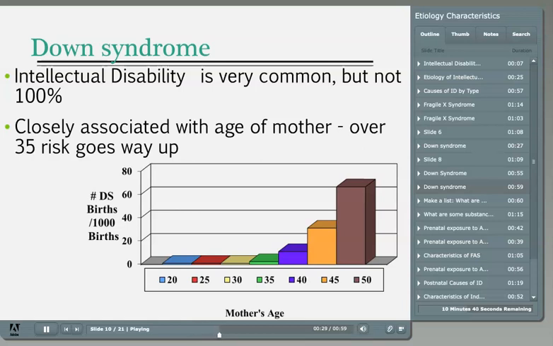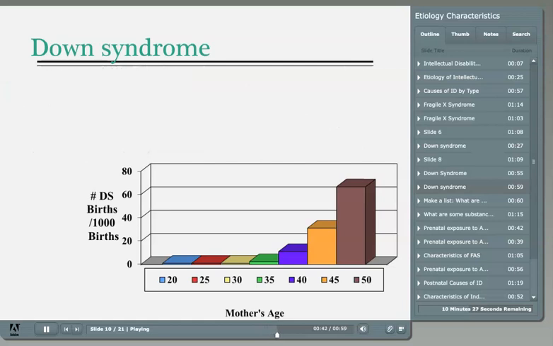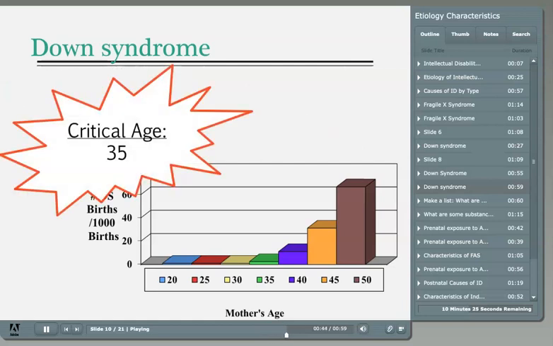So someone can certainly have a child with Down syndrome when they're 24 years old. It's just that the rate per birth is lower among younger women than it is with women who are having children over the age of 35. What we want you to remember is the critical age is 35. This chart clearly shows that the risk starts to go way up once a mother hits age 35. By the time a mother is 50 years old, it's almost 1 in every 14 children.